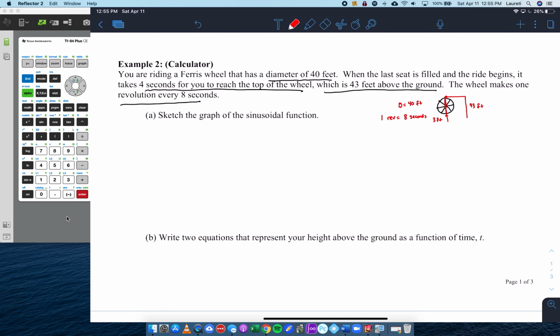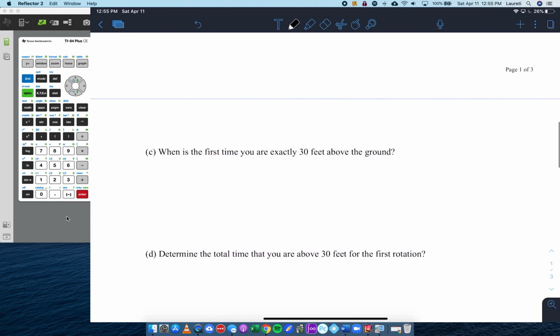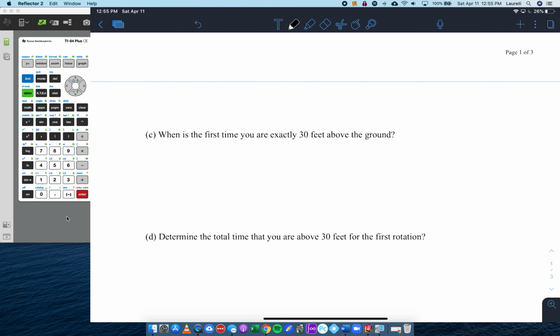So what we want to do is sketch the graph of this. I'm going to put t as time. Now we're just going to do one cycle for right now, and then if we need to extend that, we certainly could.